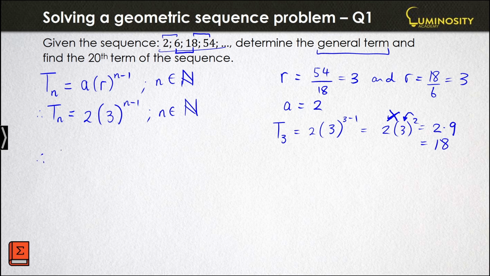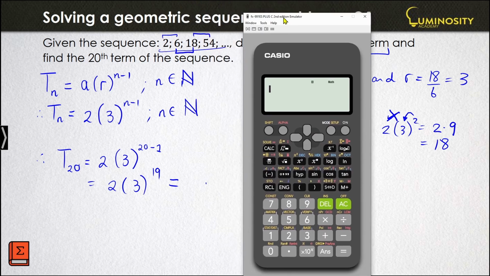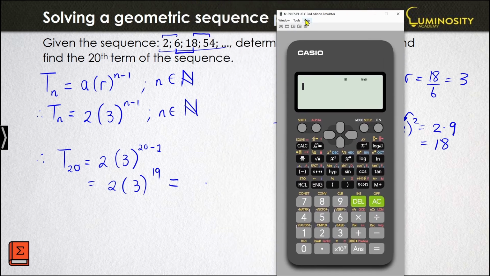So therefore, the 20th term, t sub 20, is going to be 2 times 3 to the power 20 minus 1. Sure, that's going to be quite a large number, right? So it's going to be 2 times 3 to the power 19. We are probably going to need a calculator to solve that one. So let's bring our calculator down. It's going to be 2, open brackets, 3, close brackets, raised to the power 19. Quite a large number, so let's write it down and see how we read it.